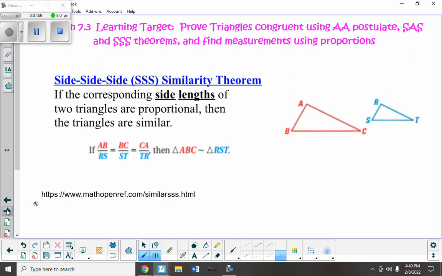And that says if the corresponding side lengths of two triangles are proportional, then the triangles are similar. So basically this says if AB is to RS, so if we look at that ratio, it's equal to BC to ST, and then CA over TR. So basically we're saying that the ratios are equal. So if we look at the ratios, they will all be the same.